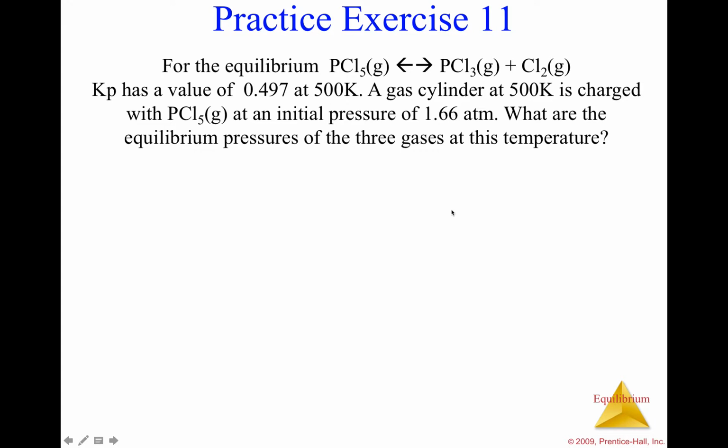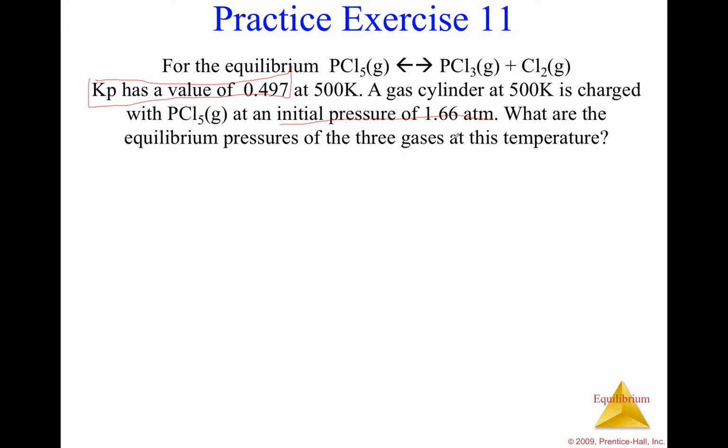So we're going to start with practice exercise 11. And again, we're given an equilibrium reaction. We're given our K value at 500 K, so the temperature. A gas cylinder at 500 K is charged with PCl5. And again, remember, charged just means filled. At an initial pressure of 1.66 atm. What are the equilibrium pressures of the three gases at this temperature?